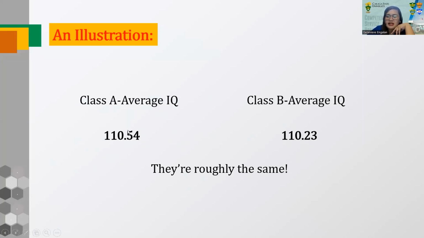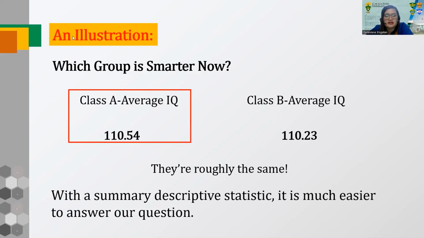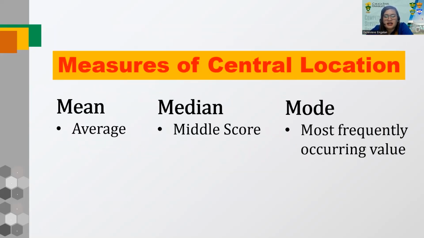So ang mas taas og IQ is ang taga class A. So dira mosulod again ang atong measures of central location. So we need a certain value to represent or describe our data para mas dali siya i-compare with others. Okay? So which group is smarter now? We have class A. Okay, so with a summary descriptive statistic, it is much easier to answer our question. So dili na nako i-discuss ang nakita na ninyo.